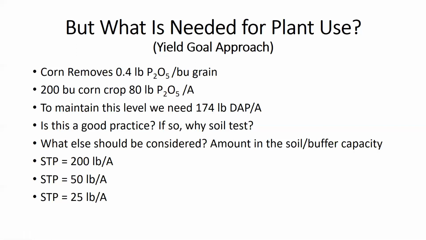So my question is, if we're going to follow this approach, why do we even soil test? So there's other things that should be considered. One, what is our initial soil test P value? So if we're removing this, hey, I've already got 3 times the amount that is maximizing yield at this soil test P of 200. What about at 25? Well, you're going to need to add some at these lower soil test values. But do we want to just say, hey, I'm removing 80 pounds, therefore I need to add 174?